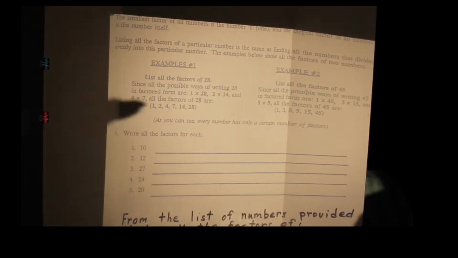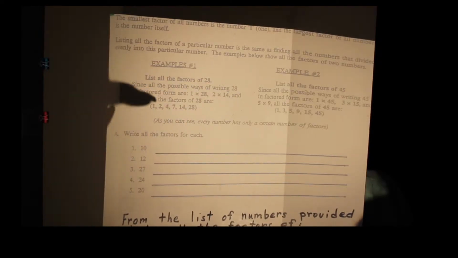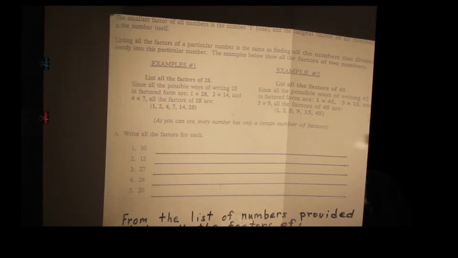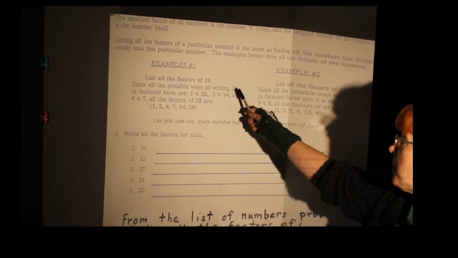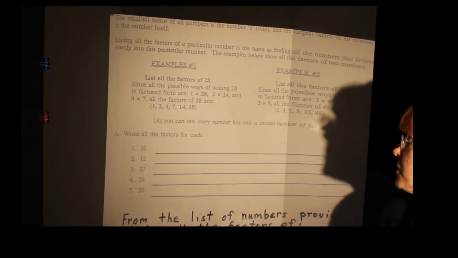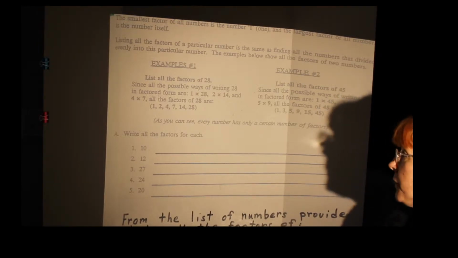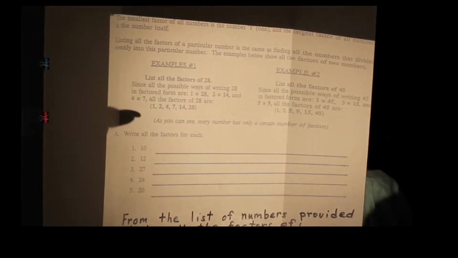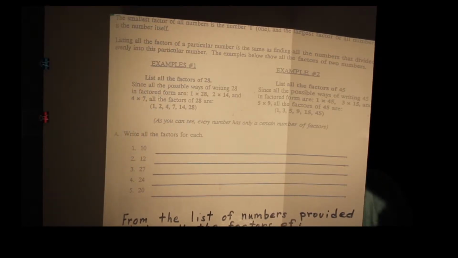List all the factors of 28. So we have 28 as our example. 1 times 28 works, 2 times 14, 4 times 7. Those are the only numbers that will multiply together to give you 28, and all the division has to be even, so you shouldn't end up with any remainders. If it doesn't go evenly, it is not considered a factor. So writing them in order, in this case in a bracket: 1, 2, 4, 7, 14, 28. That's all you have. So 28 has 6 factors.